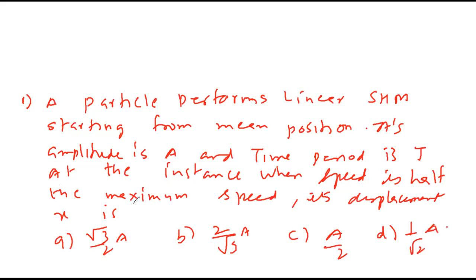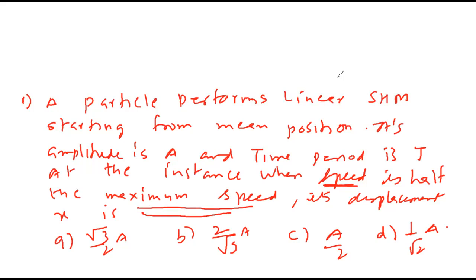The same thing they can ask you even in a numerical: find the displacement where speed becomes half the maximum speed. If you have written the question, then I will clear and explain. A particle is performing SHM starting from mean, amplitude A, time period T, at the instant when speed is half the maximum. What is the displacement? Can I clear this now? Yes, sir. Done, no?